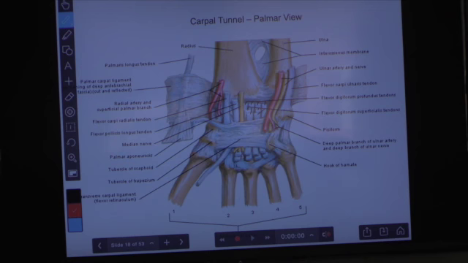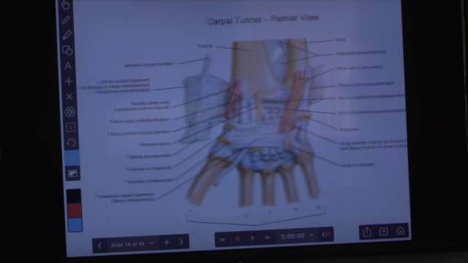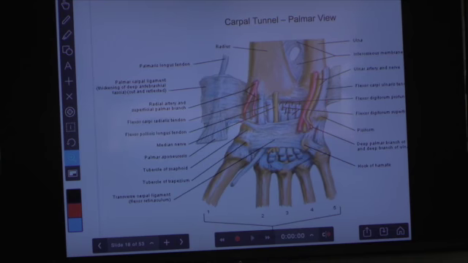Okay. All right. So let's look at the ligaments here. The flexor retinaculum is also called the ligament that is going to cover the area where you have the carpal tunnel. So the palmar carpal ligament is this one, and all these tendons go through there. Then this is the transverse carpal ligament, which is also called the flexor retinaculum.